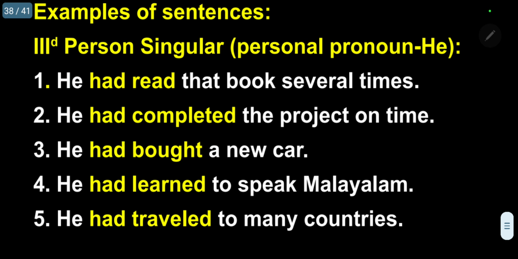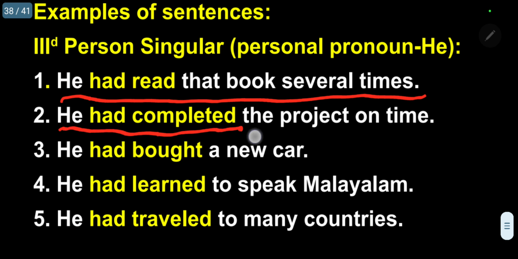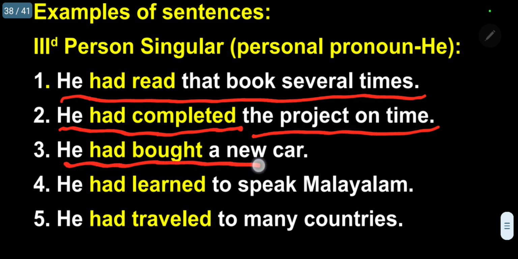In the third person, singular is he, she, it, and plural is they. So first I will take he. I will read one by one. He had read that book several times. He had completed the project on time. He had bought a new car. He had learned to speak Malayalam. He had traveled to many countries. Kindly follow. Very, very easy.